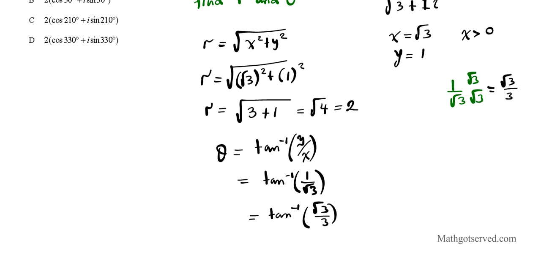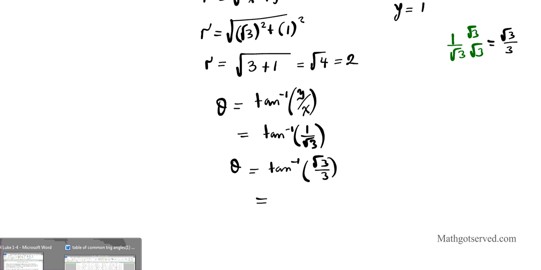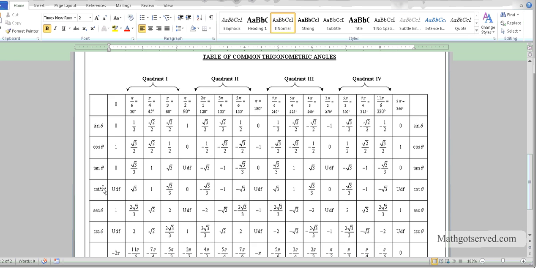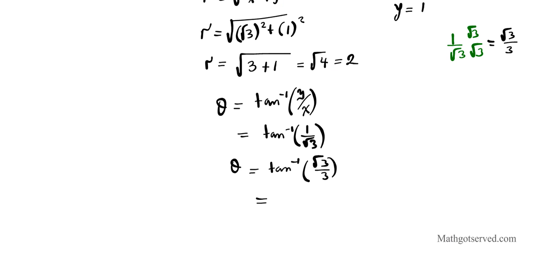Alright, so let's go back to our table of common trig angles and find out what the inverse tan of root 3 over 3 is. So let's see. There you go. Alright, so we have root 3 over 3. For tan, root 3 over 3 takes you straight up to 30 degrees. So that's what the inverse tan is. So theta is going to be 30 degrees.